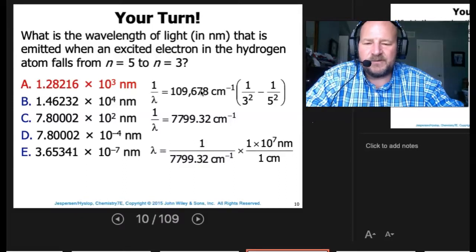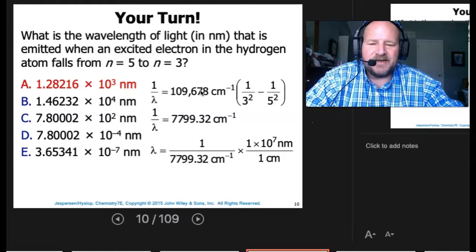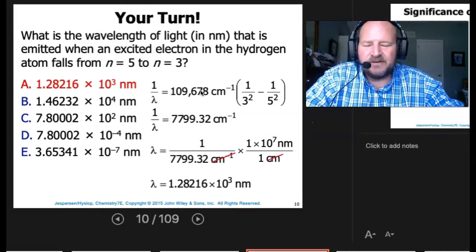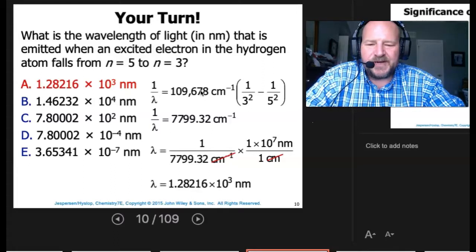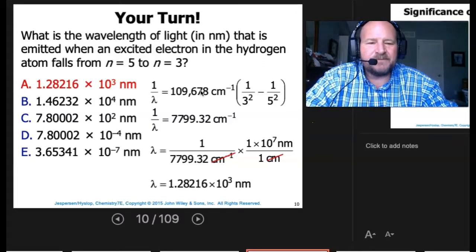Lambda then equals 1 over 7,799, which means we multiply by 1 times 10 to the 7 nanometers per centimeter to get rid of centimeters, so we're in nanometers. Centimeters cancel out. And so we get 1.28216 times 10 to the 3rd nanometers.